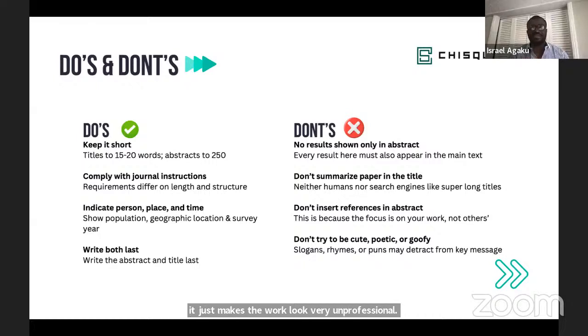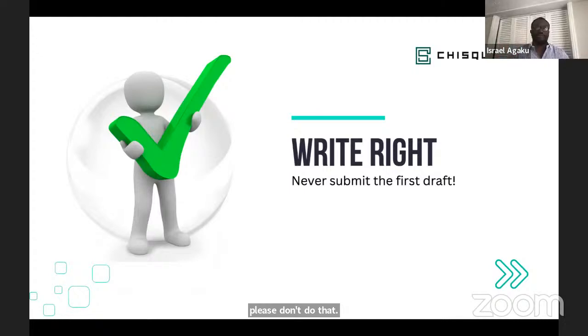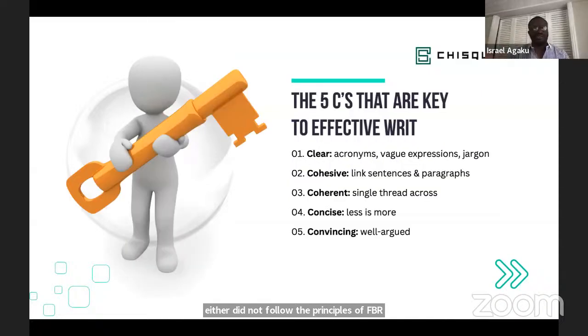So please don't do that. And so write, right? The first draft should be horrible. Never submit the first draft. If you submitted the first draft of the work, you did it wrong. It means that you either did not follow the principles of FBR, or you just do not pay attention to quality. That's the only two interpretations we can draw from that.